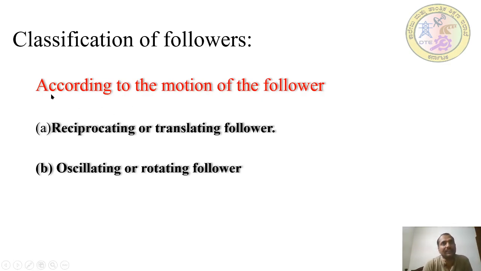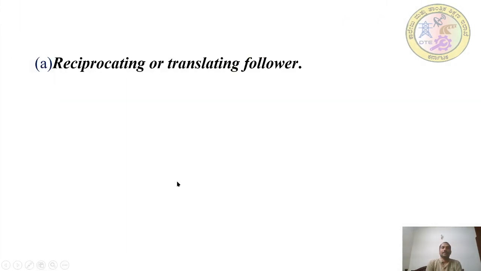The second classification is according to the motion of the follower. Under this classification, we have two types of followers. The first one, reciprocating or translating follower. The second one, oscillating or rotating follower.